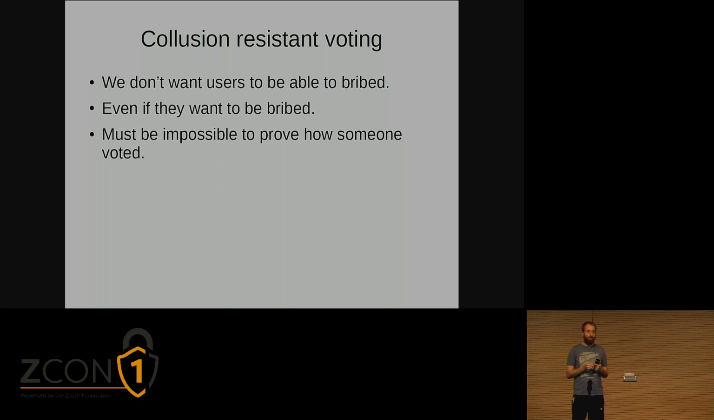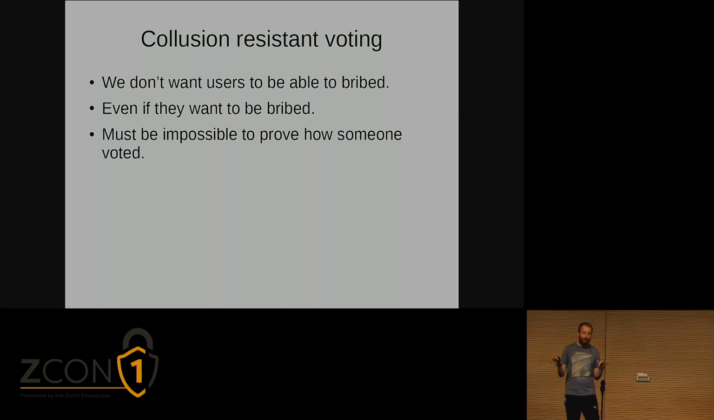So if we do this on a blockchain, it can be really difficult, because you can pay people to bribe, and you can do this really efficiently and trustlessly. So people can bribe other people, and it's a big problem. We don't want users to be able to be bribed, even if the user is coordinating with the briber, even if the user says, I really want to get a bribe, I'm going to work with you so I can have a bribe.